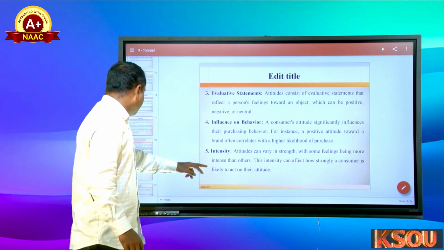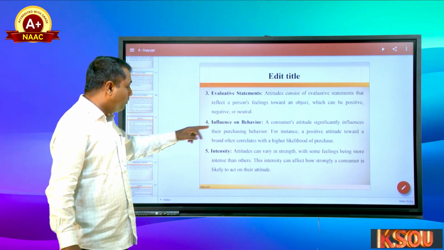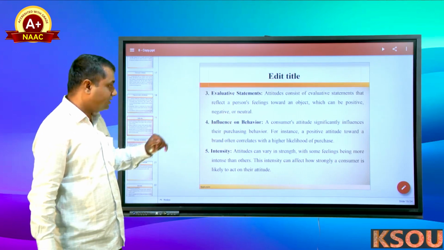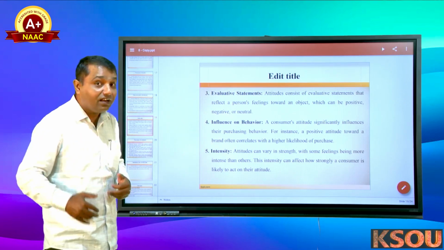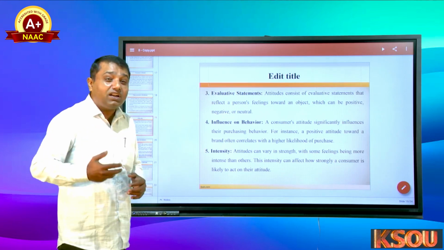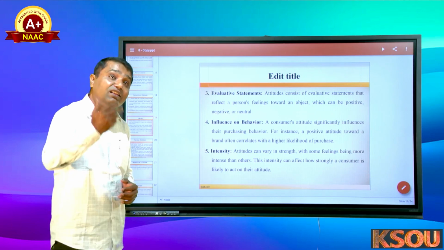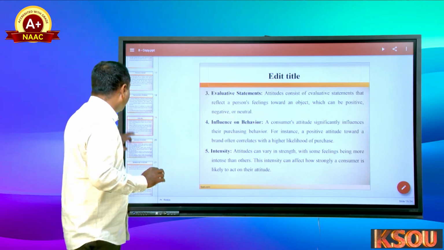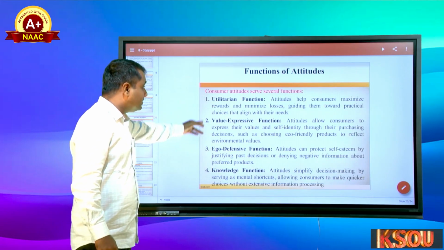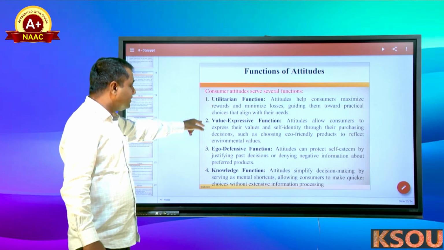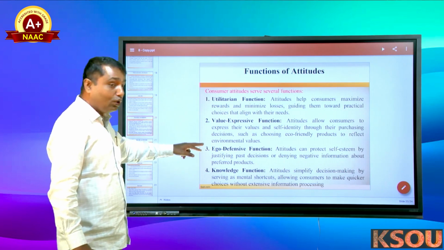Next one is intensity. Attitudes can vary in strength, with some feelings being more intense than others. The intensity can affect how strongly a consumer is likely to act on their attitudes. It means the level of intensity about buying a particular product, or the level of information I have about the product. Functions of attitudes: utilitarian function, value expressive function, ego defensive function, knowledge function.